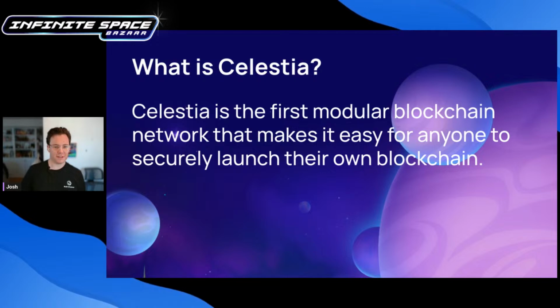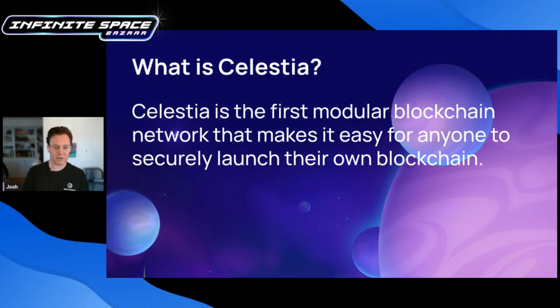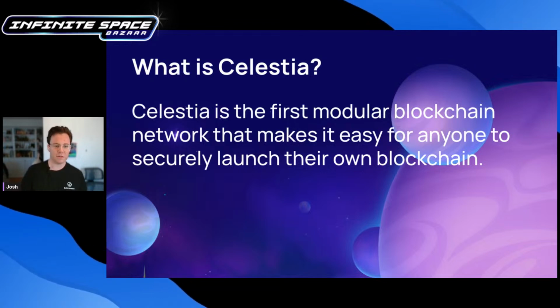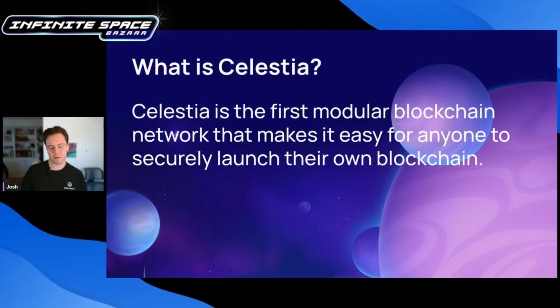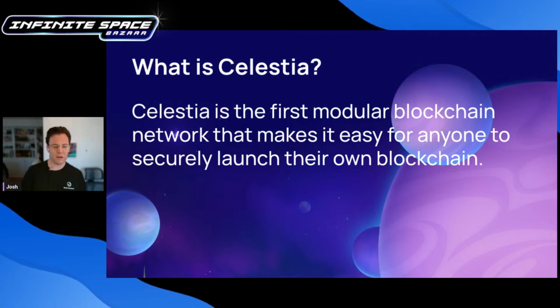So what is Celestia? If you're here, you probably already know, but Celestia is the first modular blockchain network that makes it easy for anyone to securely launch their own blockchain. This is made possible by data availability sampling, which we'll get into a little bit later. But this basically allows everyone to be able to sample the chain. And the more people that do that, the more block space we can have, and therefore the more rollups we can have that all share a common layer, that is Celestia, for security.